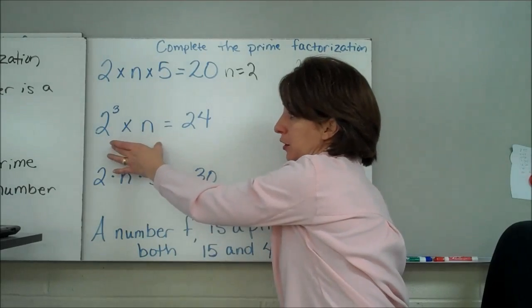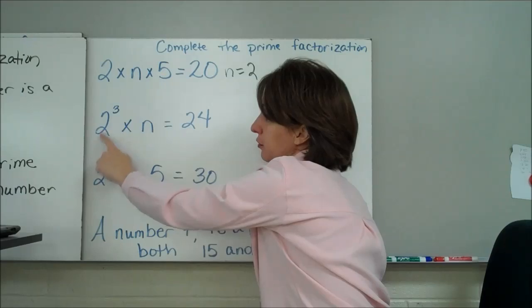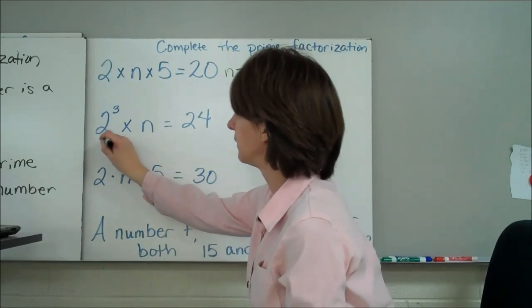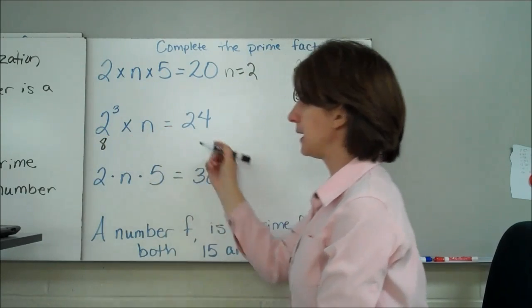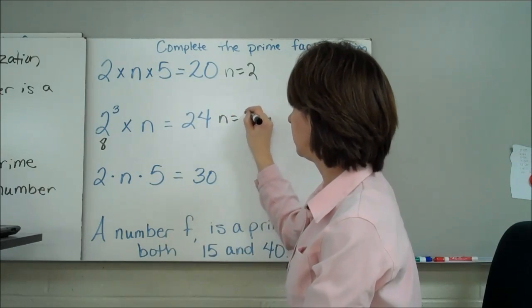The other thing you could do is figure out how much more you need and see if that's prime. 2 to the 3rd power is 8, and 8 times n is 24. 8 times 3 is 24, so n equals 3.